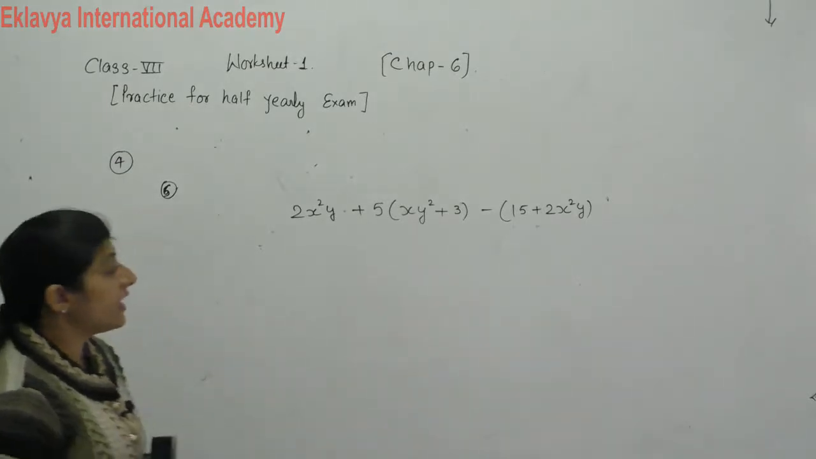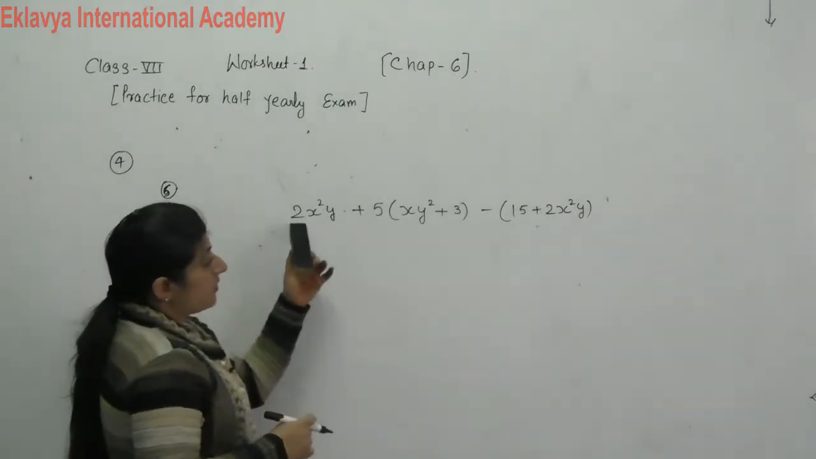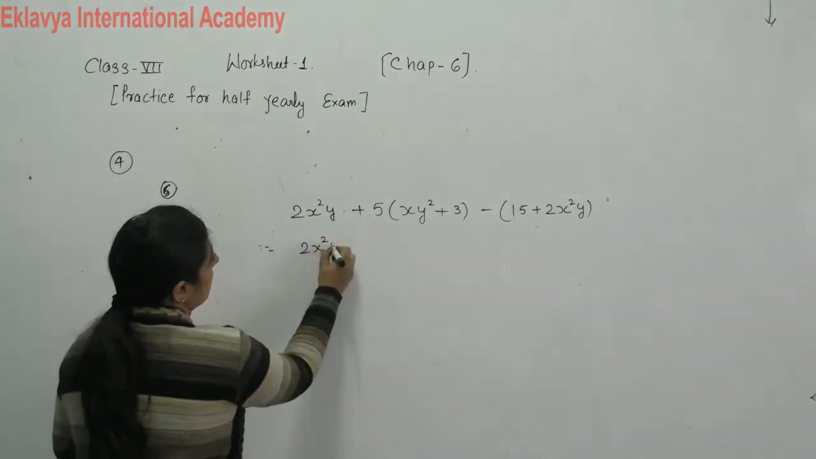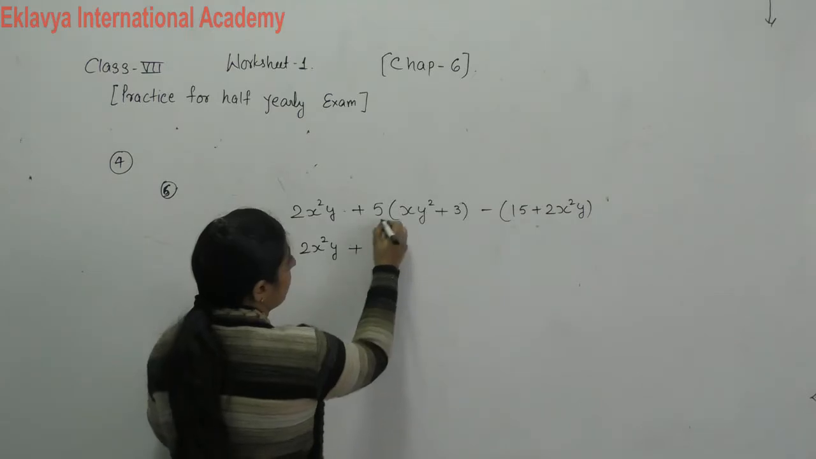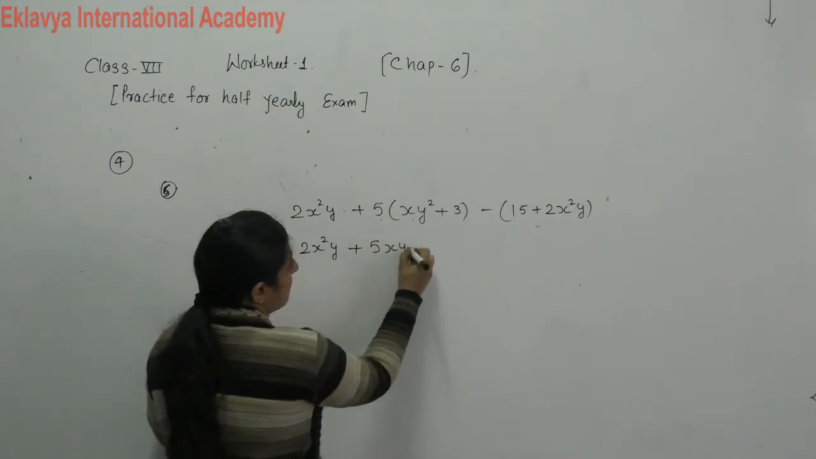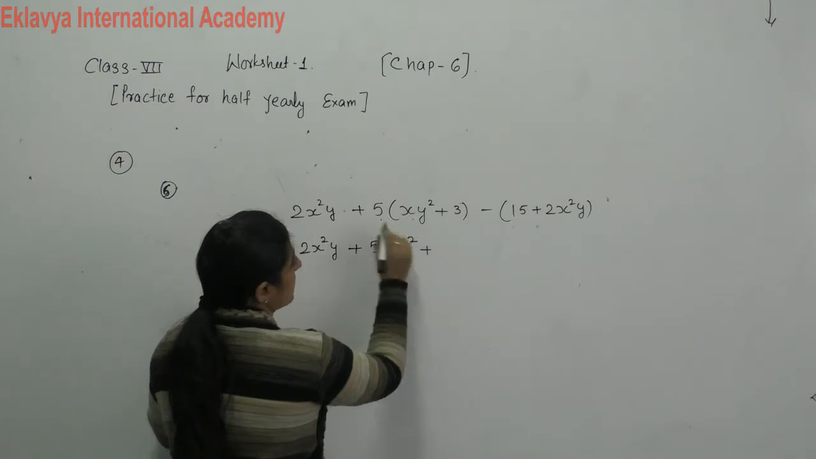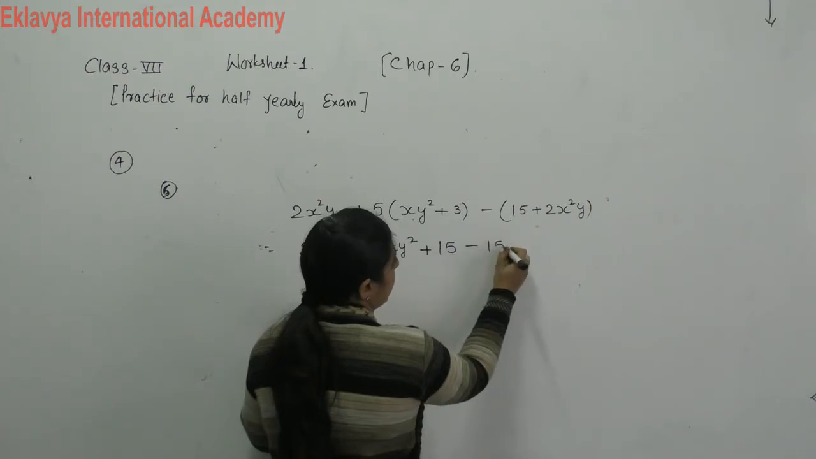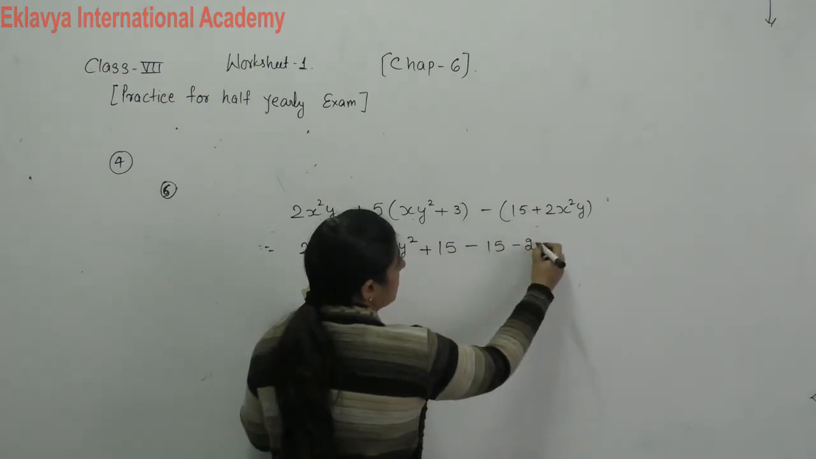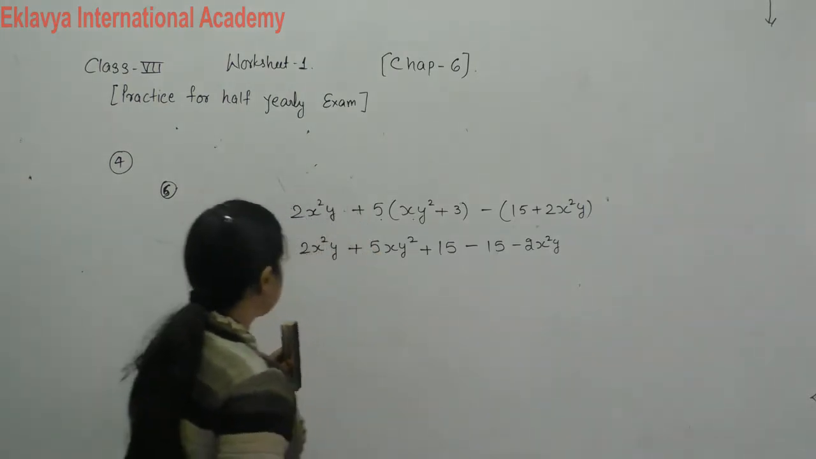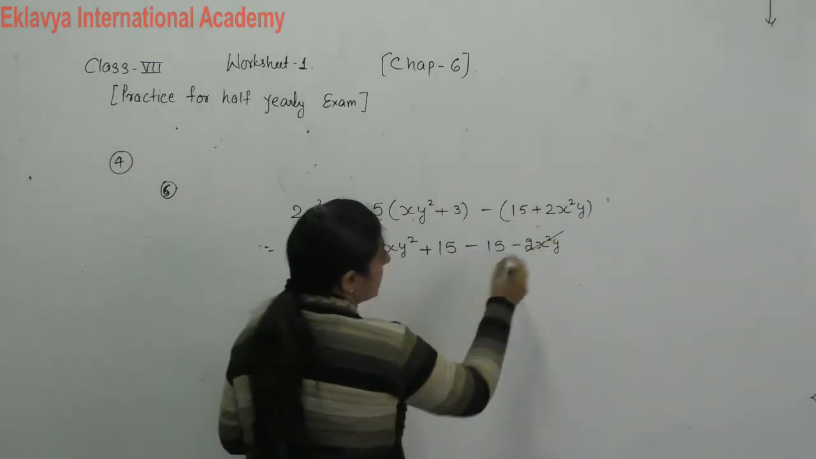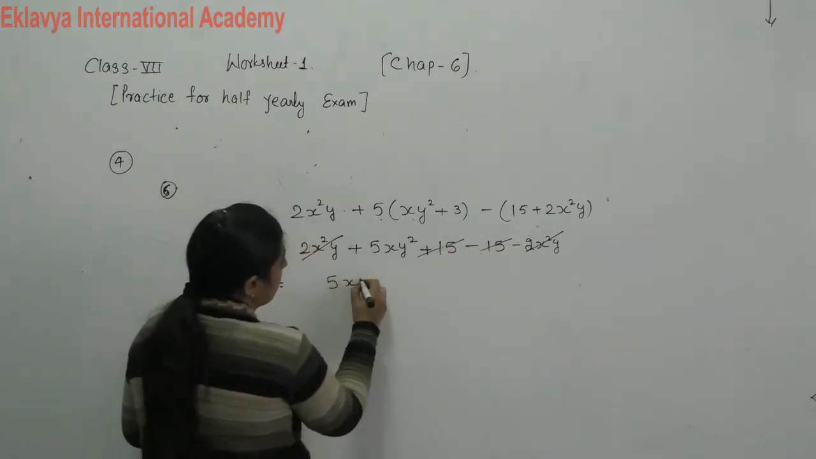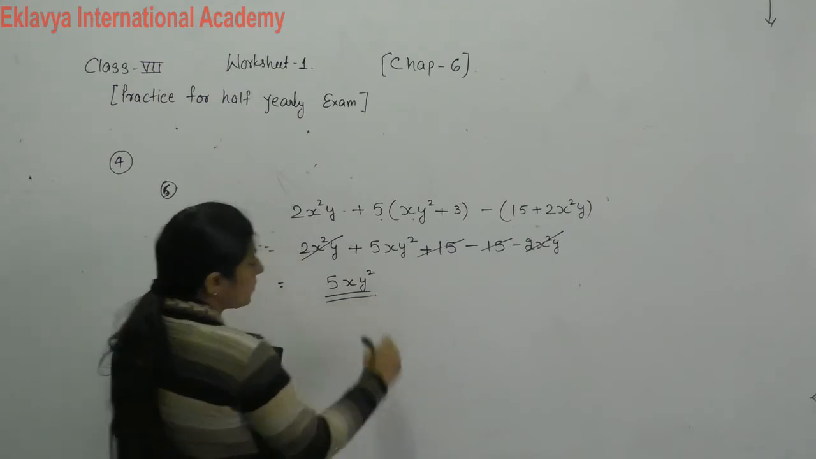It means firstly we have to solve this algebraic expression. See, 2x square y plus 5xy square plus 5 3s are 15, minus 15, minus 2x square y. The 2x square y and minus 2x square y cancel out, plus 15 minus 15 cancel out, then it is called 5xy square.